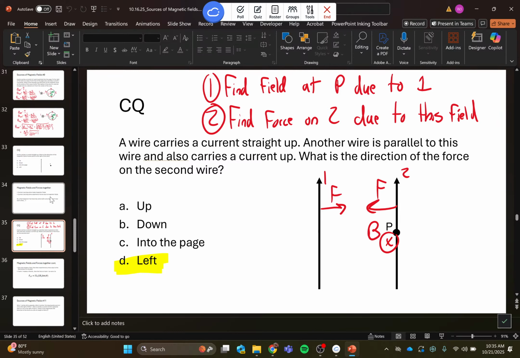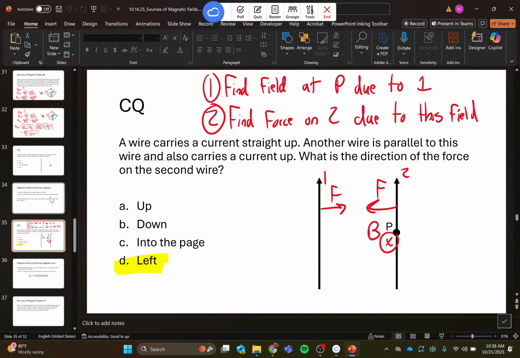So wire 1 makes a magnetic field into the page. So where wire 2 is, there's a magnetic field. Why is there a magnetic field? Because wire 1 makes a magnetic field. Which way is the field where wire 2 is located? We put our thumb in the direction of wire 1, we curl our fingers, and we find it makes a magnetic field into the page. We now have a current going up, we have a magnetic field going into the page. We use right-hand rule 1: fingers in the direction of current, so that they can swing towards the magnetic field, and we get a force to the left.